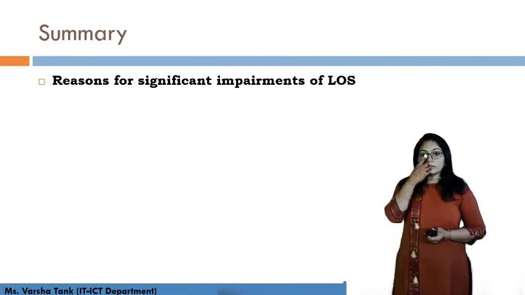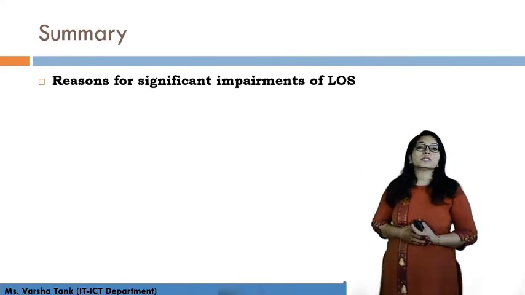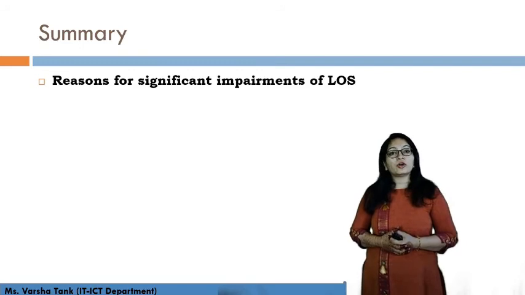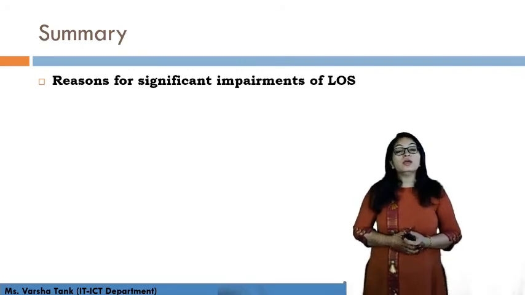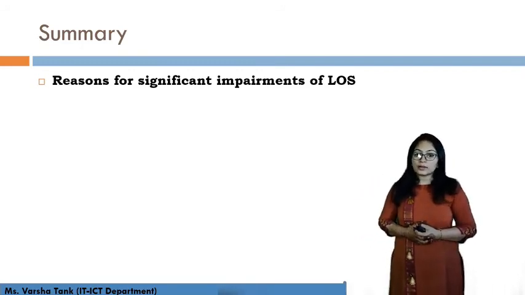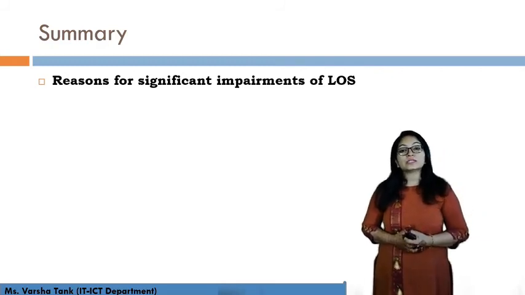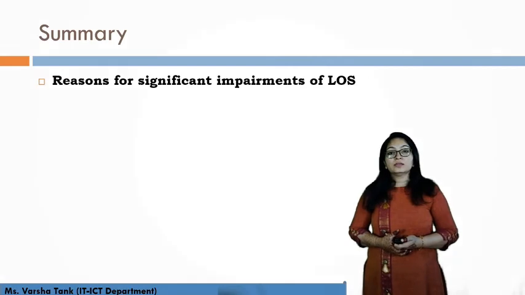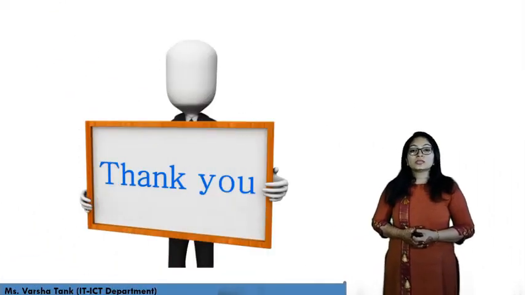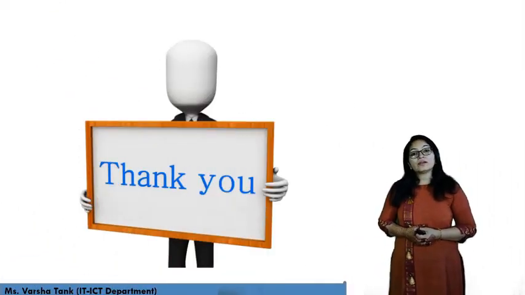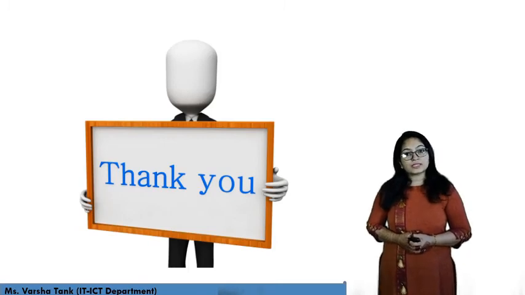So, the summary of this lecture: we have learned about the reasons for the significant impairment of line of sight communication when an obstacle is not present and when an obstacle is present. We have seen the different effects. So this is all about this lecture. The remaining interesting topics we will cover in the next lecture.